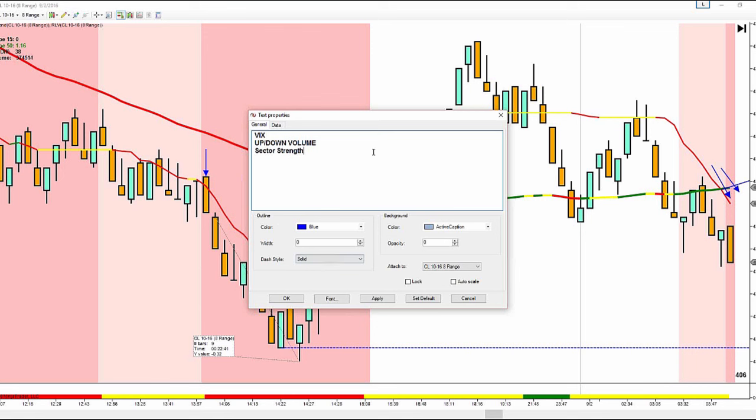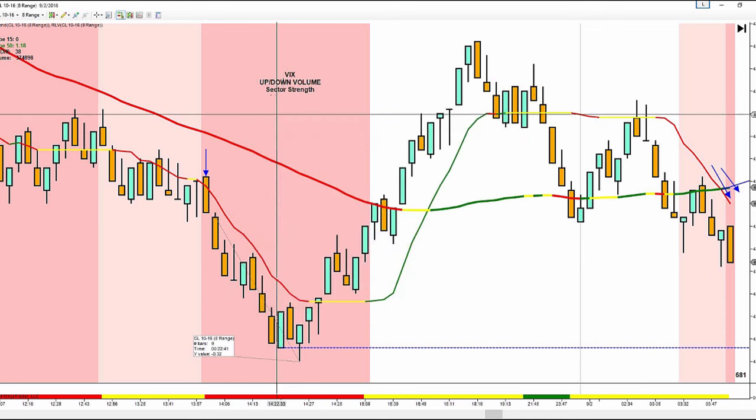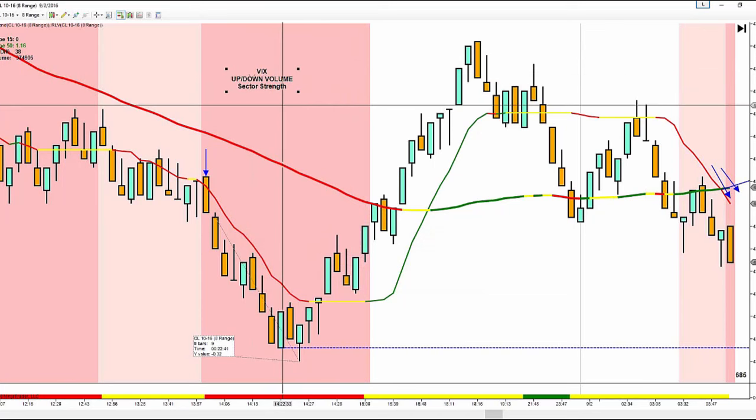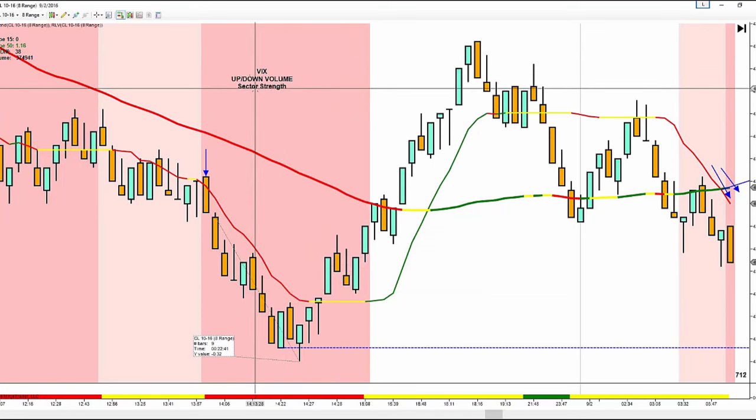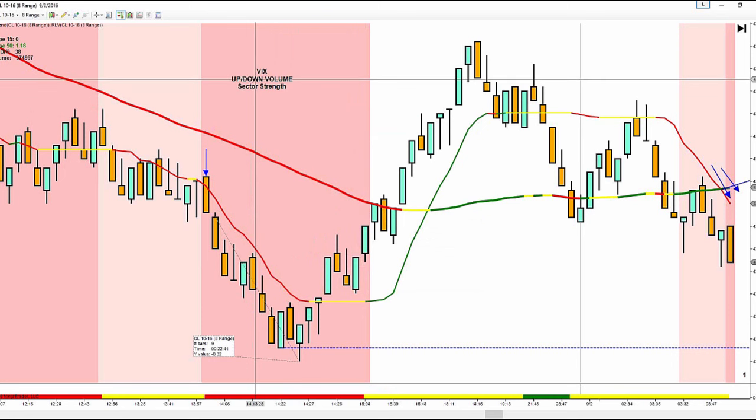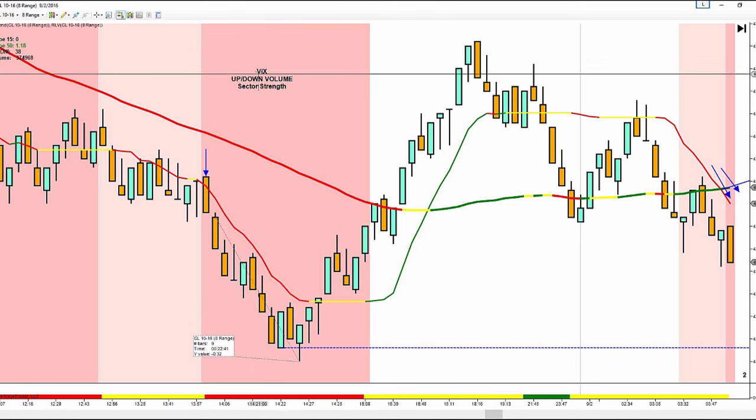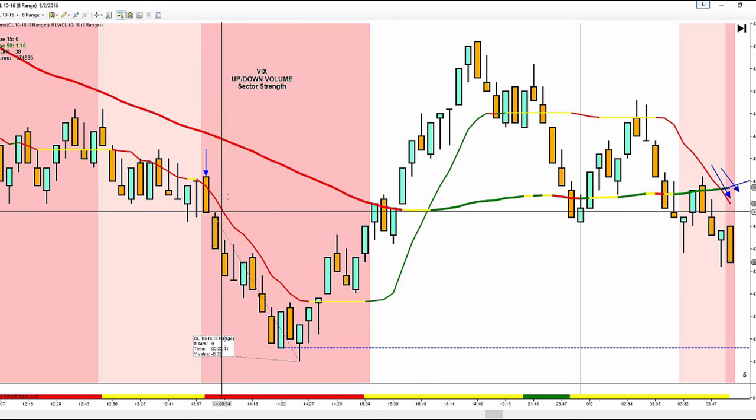That's why we have different quant lines for different stocks. We have to determine a sector, and there's other stuff. This is just some of it. We want the sector to be showing strength. We want up-down volume to be in our direction. We want the VIX to be moving in the appropriate direction. These highly correlate with the direction of the trade.